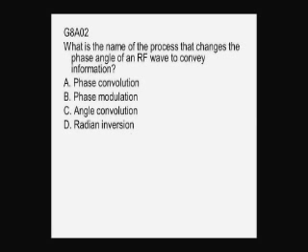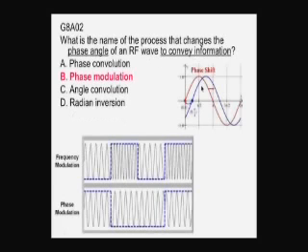What's the name of the process that changes the phase angle of an RF wave to convey information? Now, they've thrown a whole bunch of stuff in here, so let's do a little answer analysis quickly. We should by this time know that the process of changing a wave to convey information is called modulation. So that should throw out all of the other answers except phase modulation, because modulation is the process of changing something about a wave to convey information. So phase modulation is what we call it when we change the phase of the wave to do that.